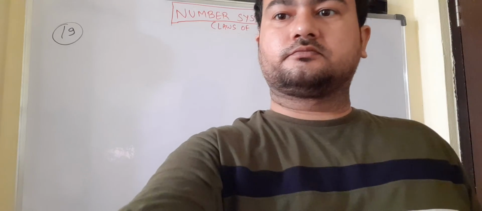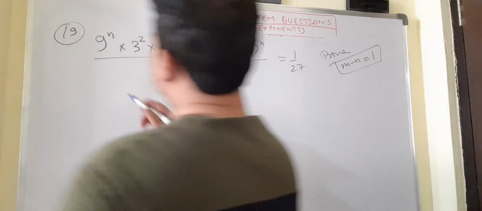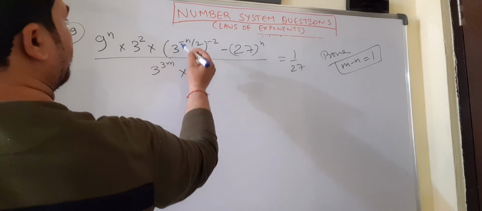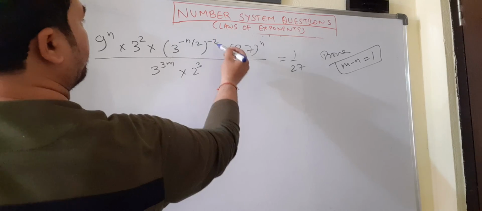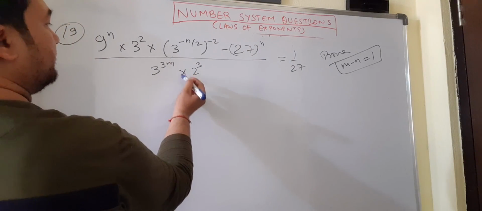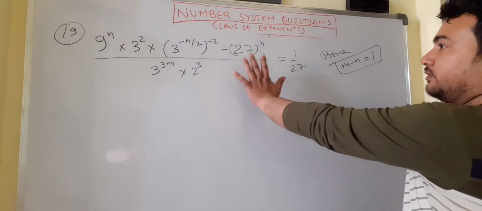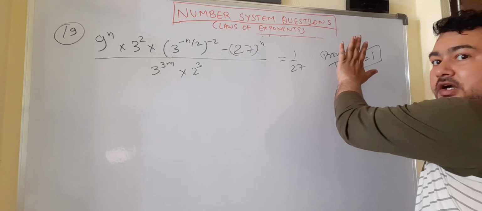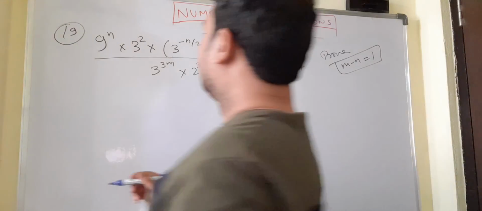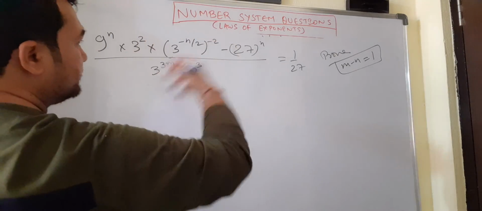(19). This is your last question. 9 to the power n into 3 to the power 2 into 3 to the power minus n by 2, to the power minus 2, minus 27 to the power n divided by 3 to the power 3m into 2 to the power 3, and that is equal to 1 by 27. That is given. You don't need to prove it. You need to prove what? You need to prove m minus n equals to 1. So we will solve this, and in the mid course we will get this.